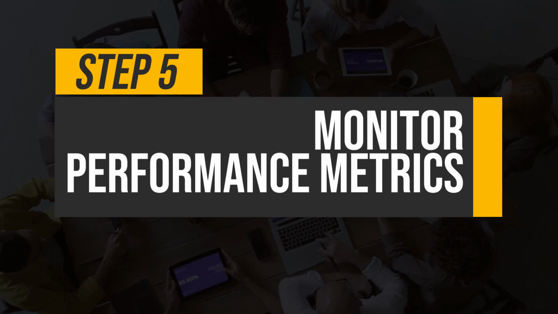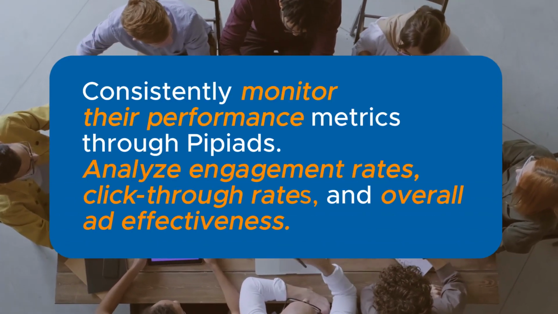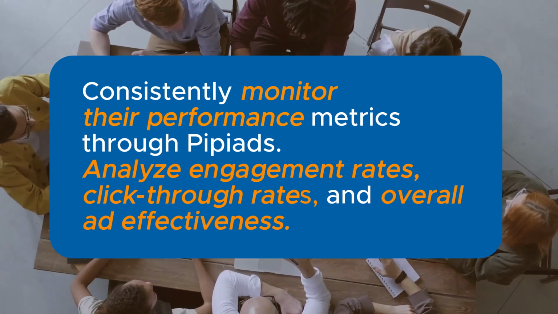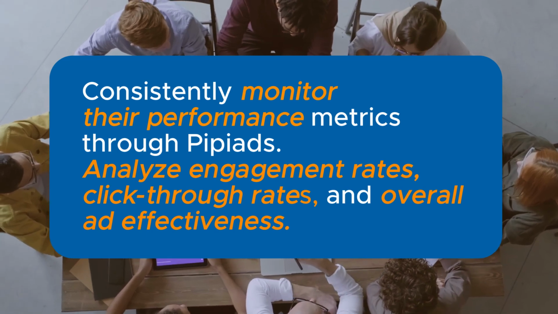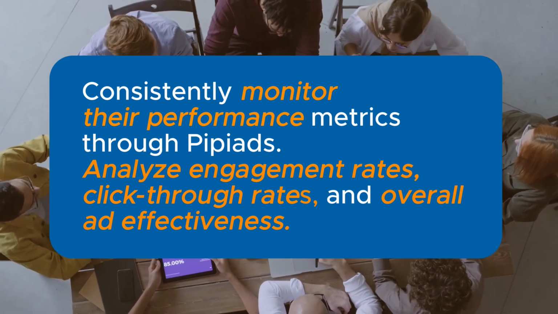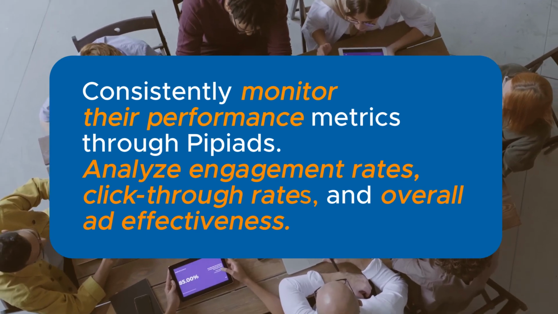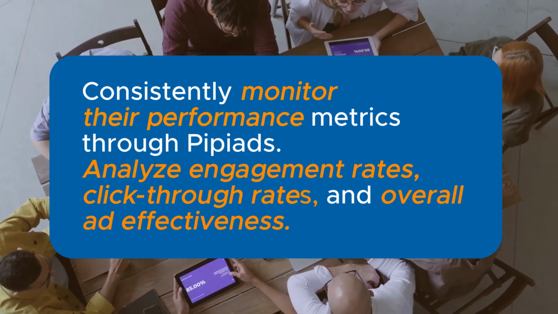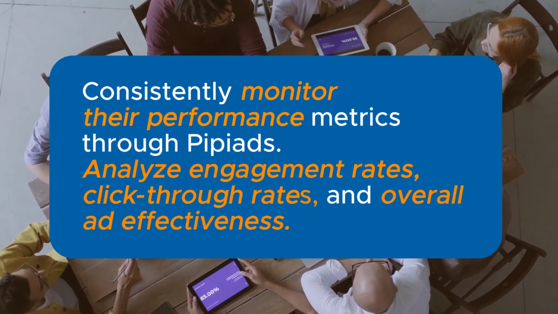Monitor performance metrics. After selecting potential winning products, consistently monitor their performance metrics through Pipiads. Analyze engagement rates, click-through rates, and overall ad effectiveness. This ongoing evaluation will help you refine your marketing strategies and make data-driven decisions about which products to promote or discontinue based on their success in the market.